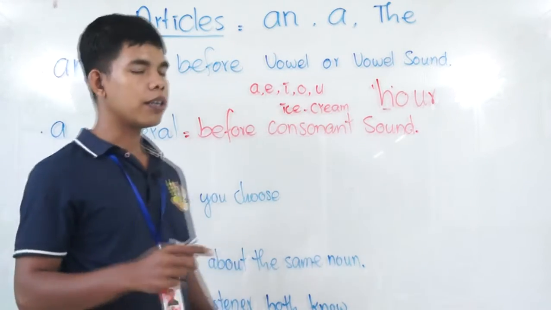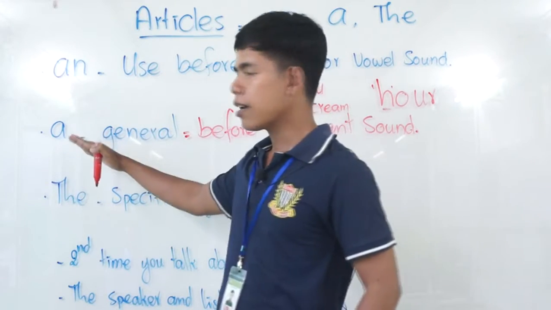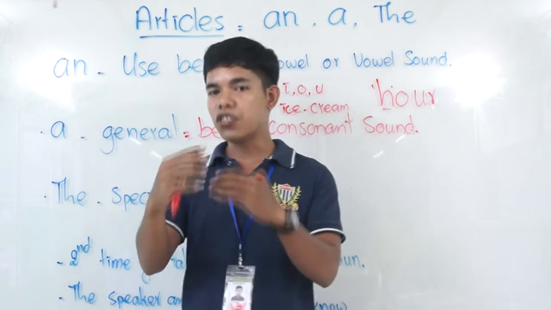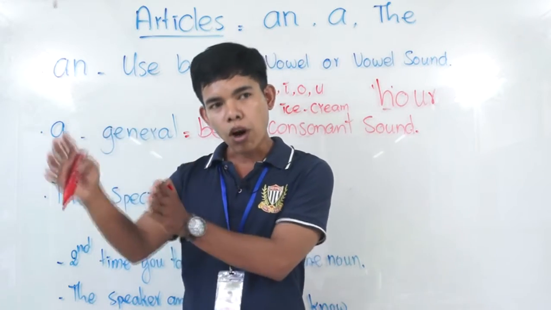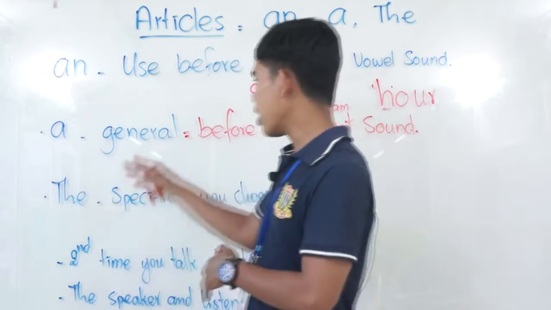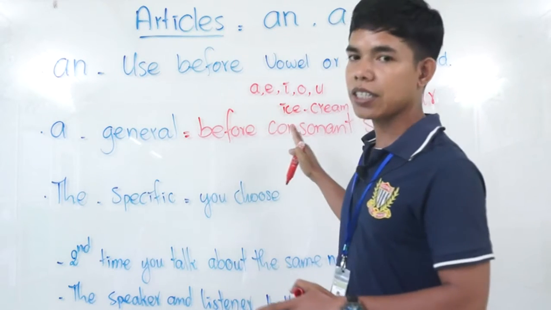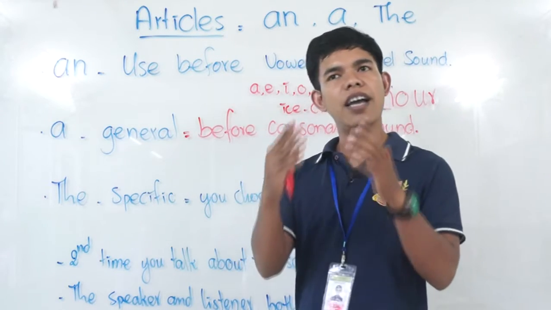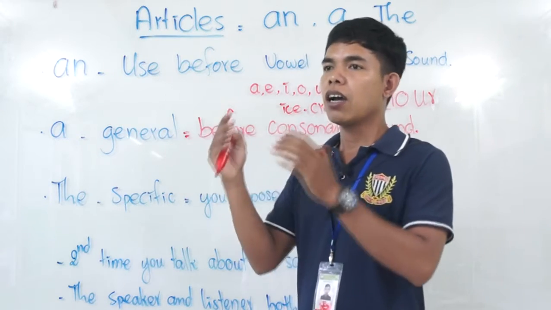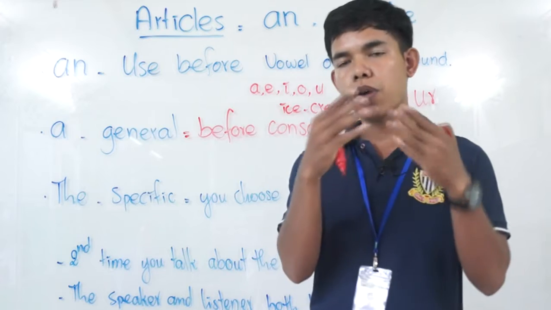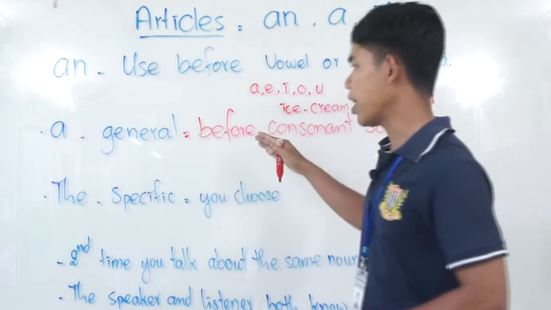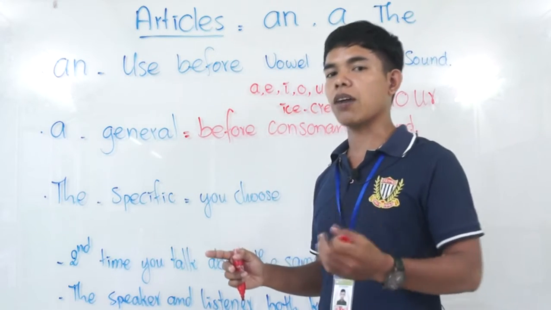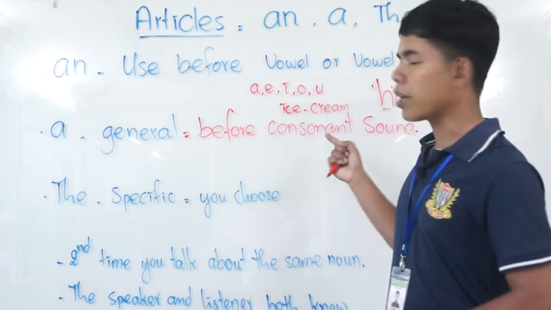Now let's move to the next one. A. We use it in general, when we are not focusing on one specific thing or another. Another way to say it is that we use a before a consonant sound. In general, we can talk about any kind of thing that you want to show or recommend to someone else.